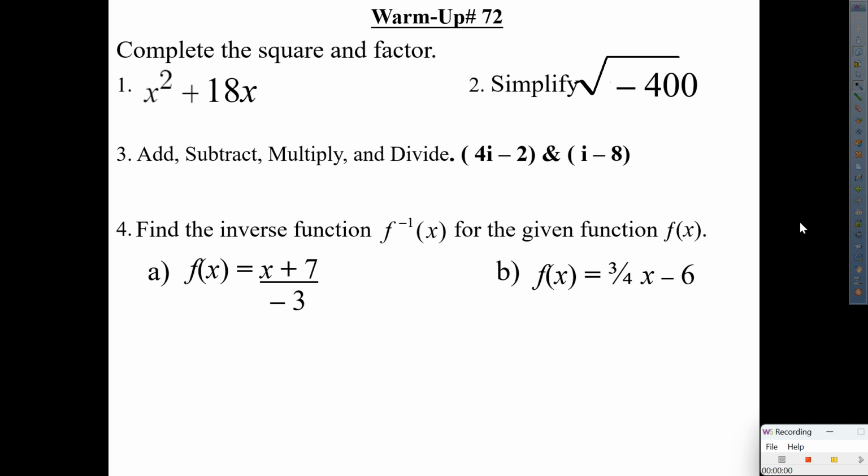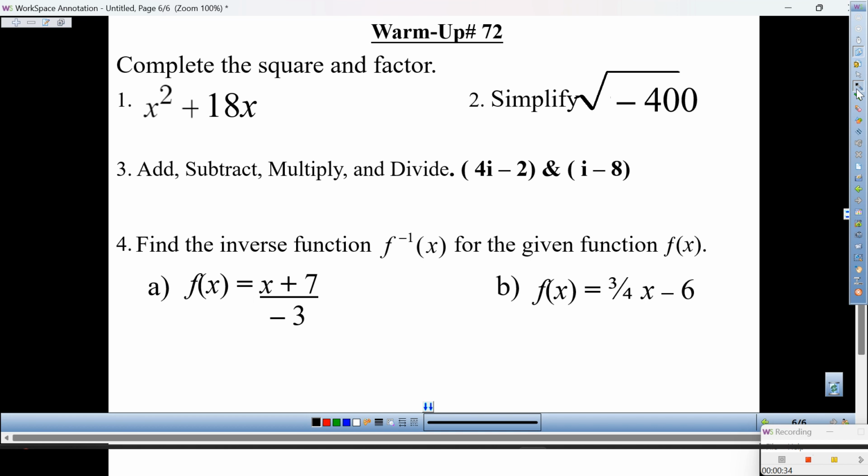Warm-up number 72 is on the screen. By now, we are experts at all those four, so hopefully it doesn't take you long. I'll give you guys, how many minutes? How about 6 minutes? All right, go. Check with your neighbor what they got for the warm-up. Hurry up. I'll give you some time to share with your neighbors before I start getting some volunteers going.